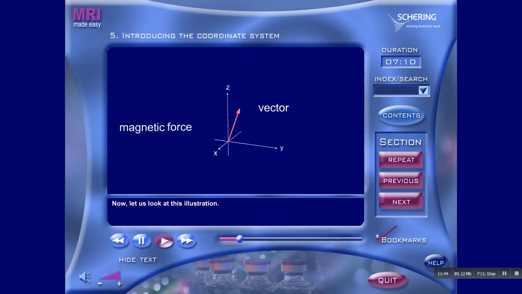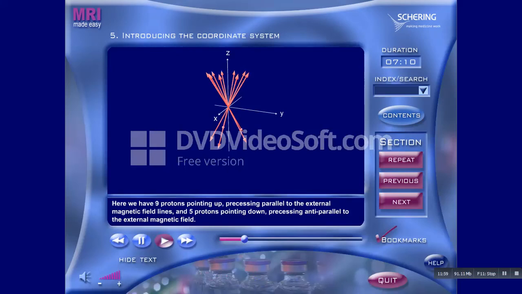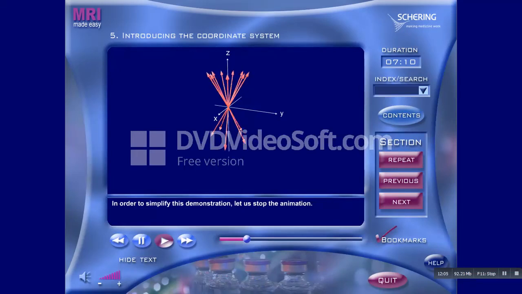Now, let's look at this illustration. Here we have 9 protons pointing up, precessing parallel to the external magnetic field lines, and 5 protons pointing down, precessing anti-parallel to the external magnetic field. In order to simplify this demonstration, let us stop the animation. What we see in the figure is just a picture taken at a specific point in time.